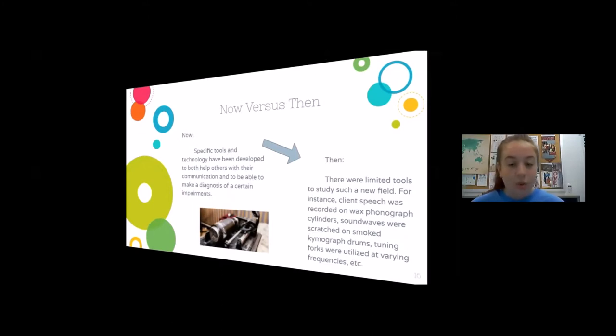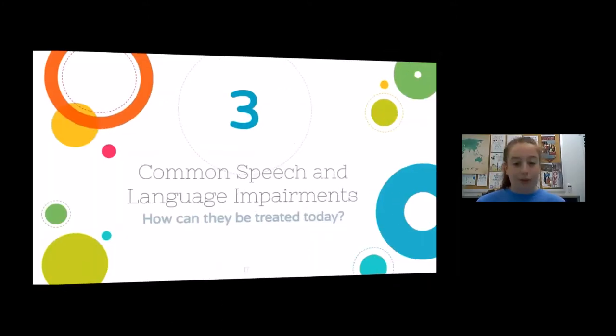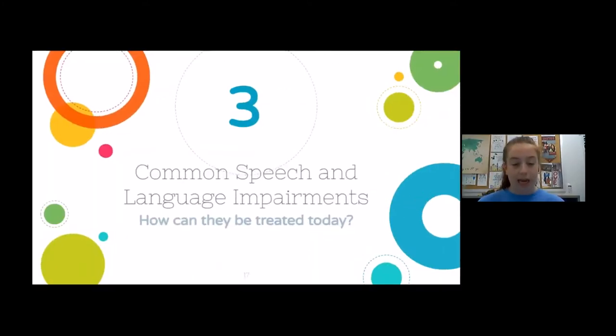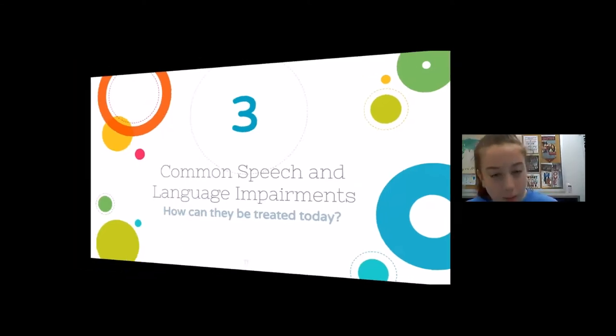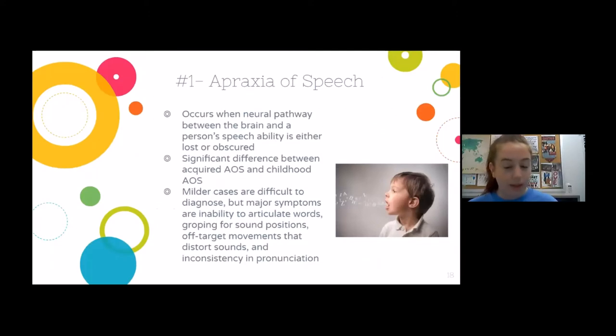So what are some common speech and language impairments, and how can they be treated today? The number one, probably most common speech disorder or impairment you're going to see is apraxia of speech. This occurs when a neural pathway between the brain and a person's speech ability is either lost or obscured. So this basically means that the brain knows what it wants to say, but it's unable to give the speech muscles in your mouth the ability to say that word or phrase.